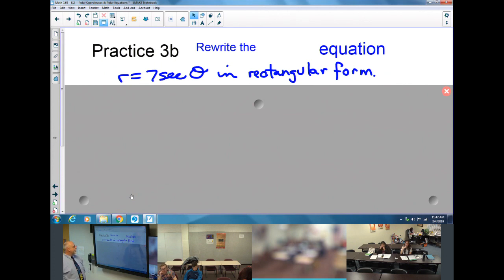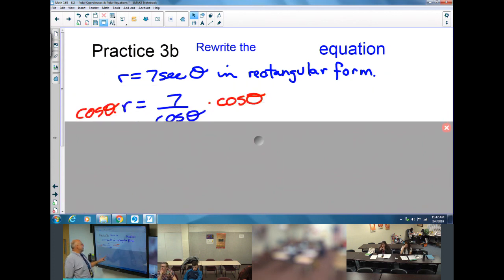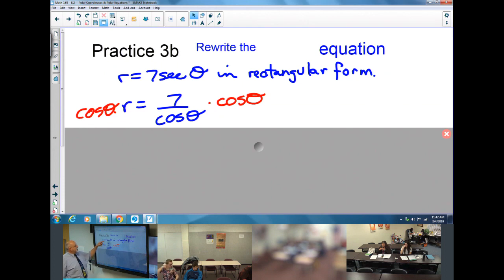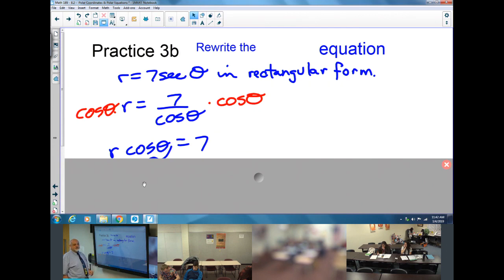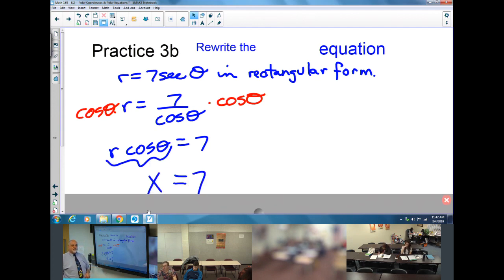I got confused after I got 7 cosine theta equals 1. Okay, so you rewrite secant as 1 over the cosine. Then you multiply each side by cosine, and so you get r cosine theta equals 7. Now the 7 stays over there, it doesn't go anywhere. And then r cosine theta, what does that equal? X. So the answer is just x equals 7. So you're not moving the 7 at all in this one.